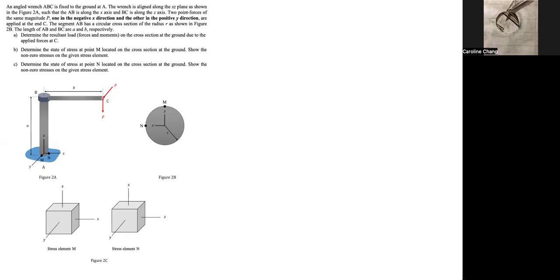Show the non-zero stresses on the given stress element. Determine the state of stress at point N located on the cross-section at the ground, and show the non-zero stresses on the given stress element. First, what we're going to do is we're going to solve part A. So, kind of going to switch to my drawing tool. So part A will be first drawing a free body diagram.